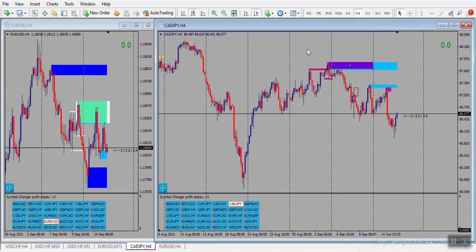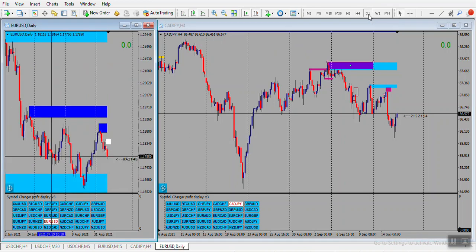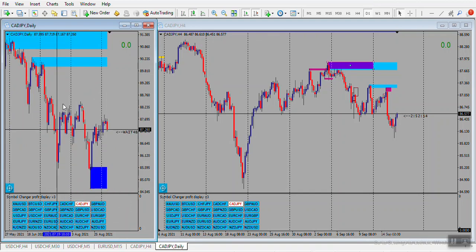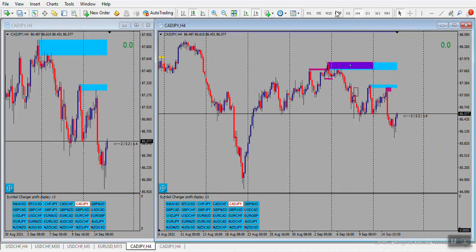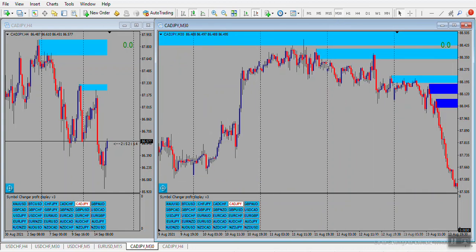Oh, okay, there's a mix up here. Let's go back to daily time frame. So I actually looked at Euro USD on the daily time frame, which was wrong. So CAD JPY on the daily time frame, you can see it's bearish. I looked at the wrong pair here. But it was bearish. This CAD JPY was bearish, and that is it. Right. So if you are combining 4 hour, you take your entry with 30 minutes. Right.